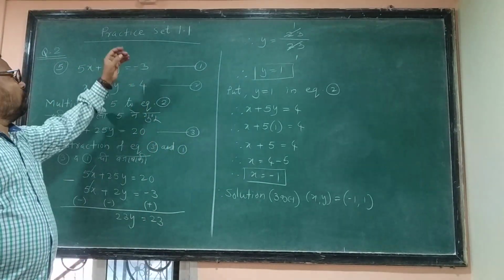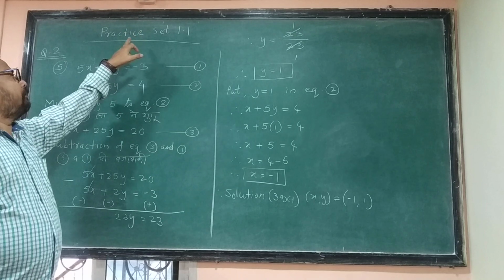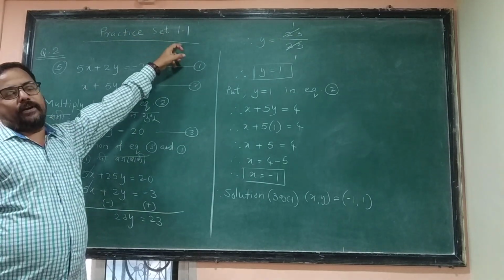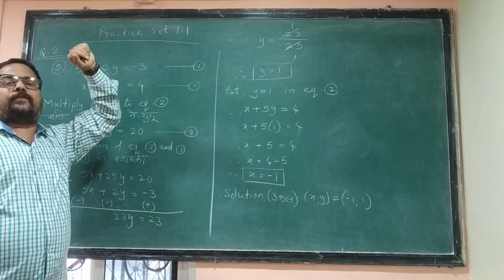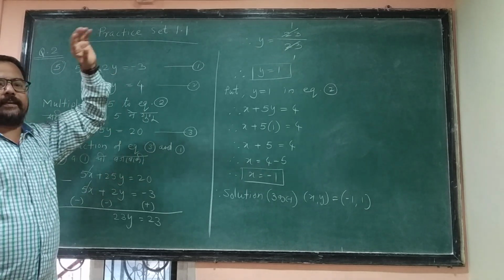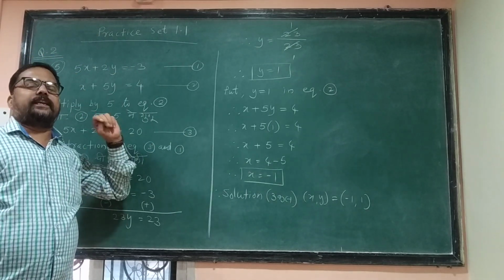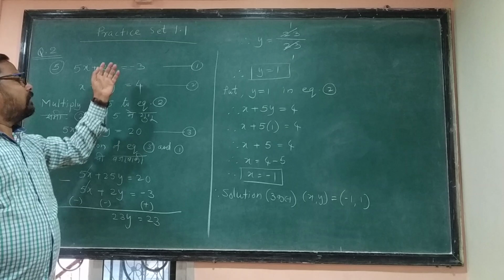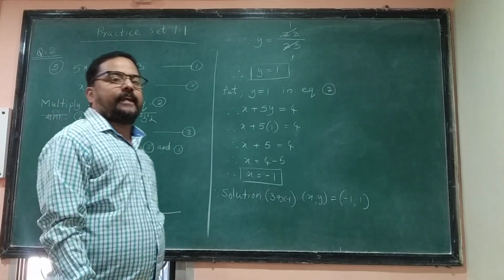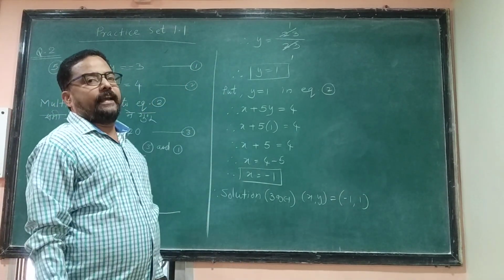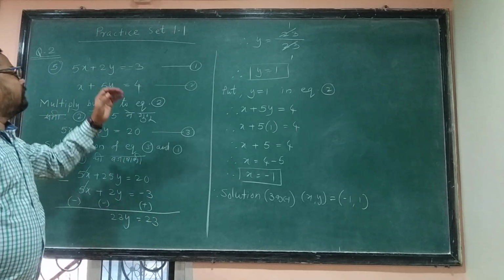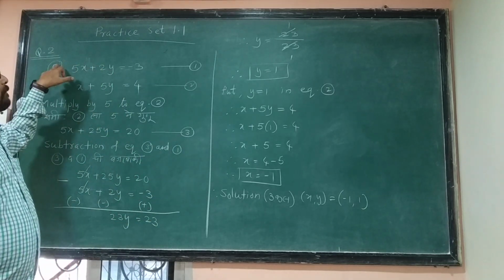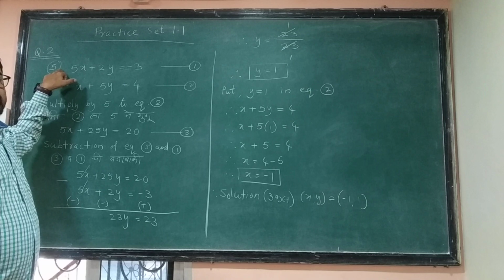Yesterday we learned practice set 1.1, question number first and question number second. First three questions. The fourth question is the same as the second and the third. That's why I am going to explain the fifth question.